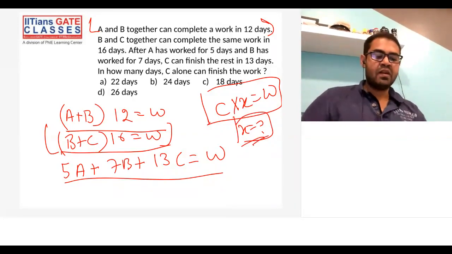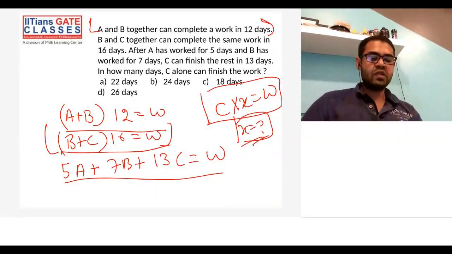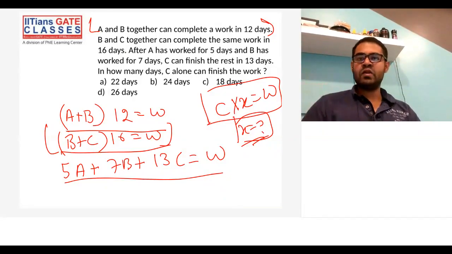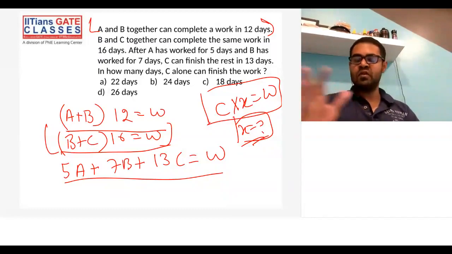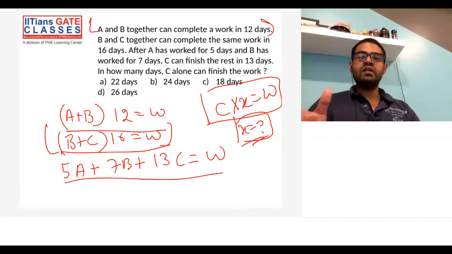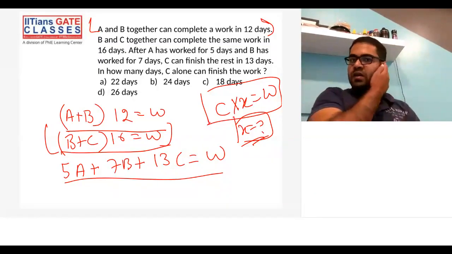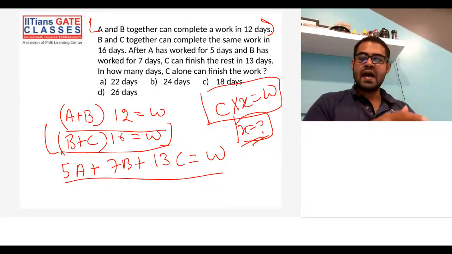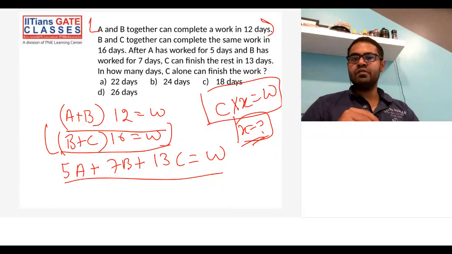Now, previously we had very simple things like A times 12 is equal to W, B times 12 is equal to W, where it was easy for me to write A in terms of W, B in terms of W, C in terms of W, and quickly substitute. In this question, it is not as simple as the previous one, so here we have to try out a different technique to solve the problem.